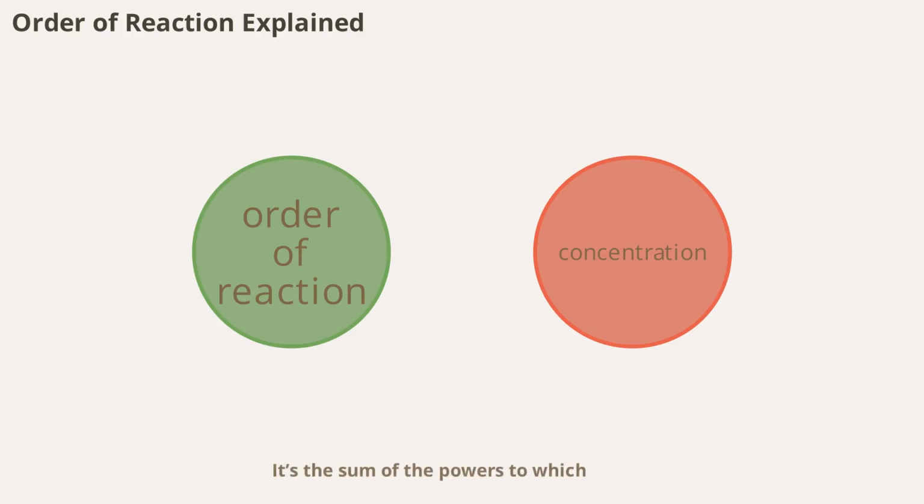The order of a reaction tells us how the rate depends on the concentration of reactants. It's the sum of the powers to which the concentrations are raised in the rate law. For example, if rate equals k[A]^1[B]^2, the reaction is third order overall. Knowing the order helps chemists understand the reaction's sensitivity to concentration changes and is key for controlling industrial processes.